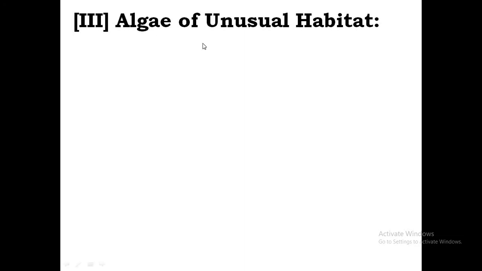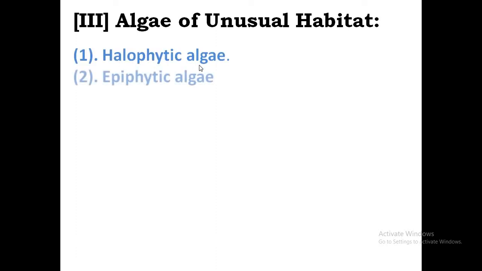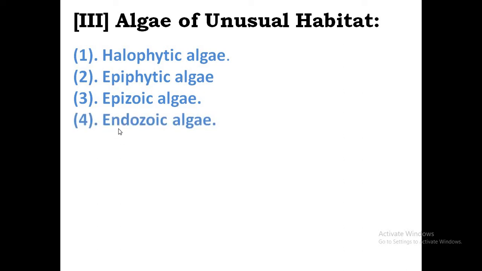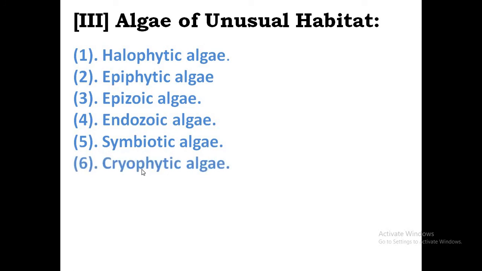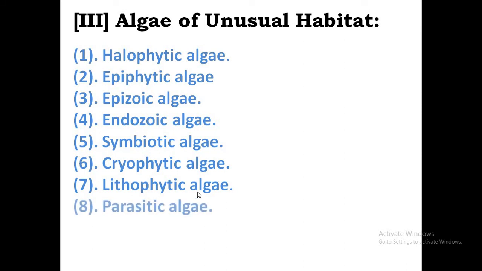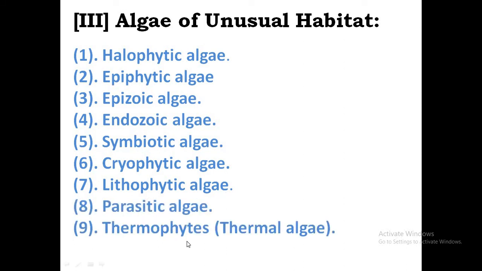3. Algae of unusual habitat. Based on unusual habitat, algae have been divided into 9 categories. 1. Halophytic algae. 2. Epiphytic algae. 3. Epizoic algae. 4. Endozoic algae. 5. Symbiotic algae. 6. Cryophytic algae. 7. Lithophytic algae. 8. Parasitic algae. 9. Thermophytes, thermal algae. Now let's discuss them one by one.